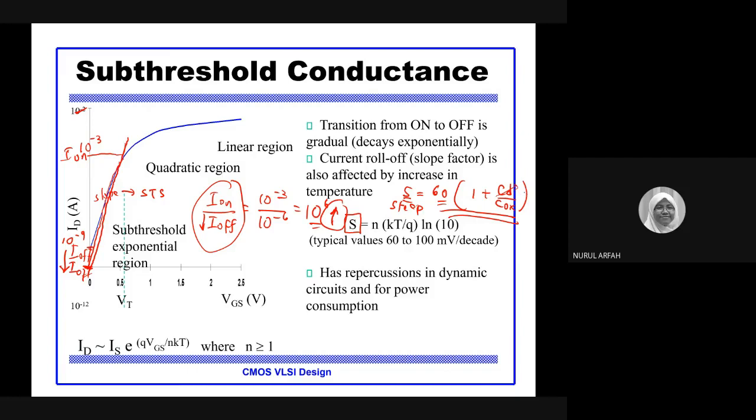And what we have to do is reduce this CD, or increase the outside capacitance that we already went through from our first slide. So we try to adjust this so that we get a steeper sub-threshold slope, right? It has repercussions in dynamic circuits and for power consumption because of this equation.